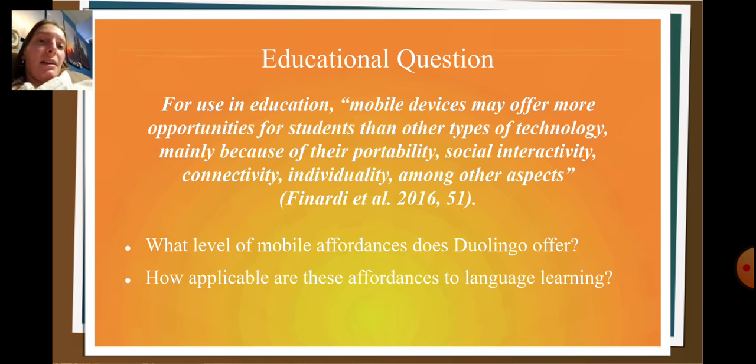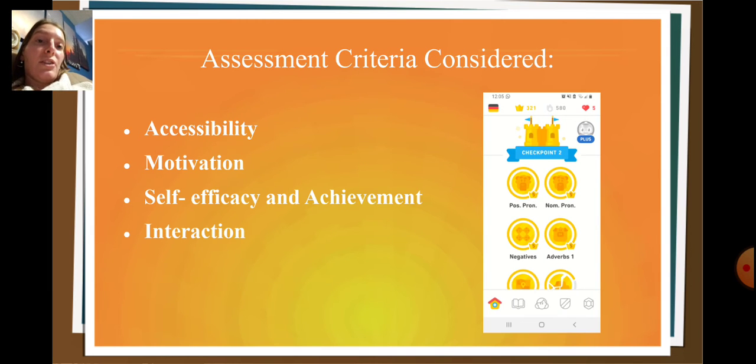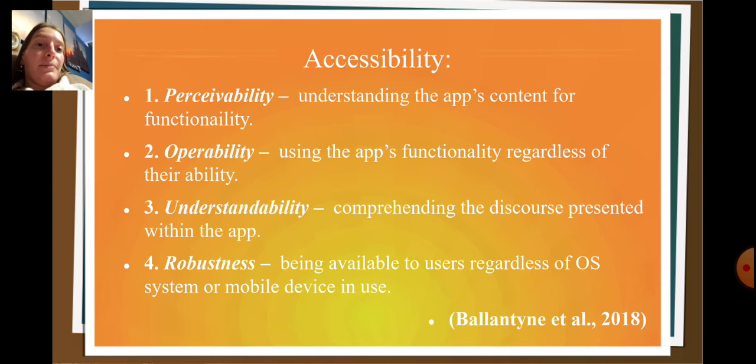And in doing this, I wanted to answer two questions. What level of mobile affordance does Duolingo offer, and how applicable are these affordances to language learning? So I chose four criteria: accessibility, motivation, self-efficacy and achievement, and interaction.